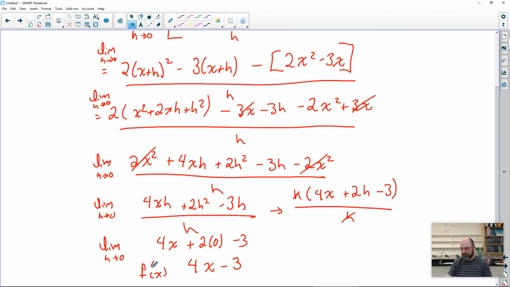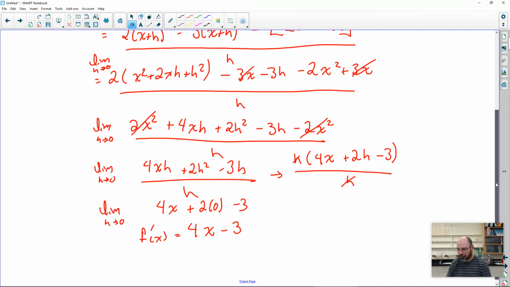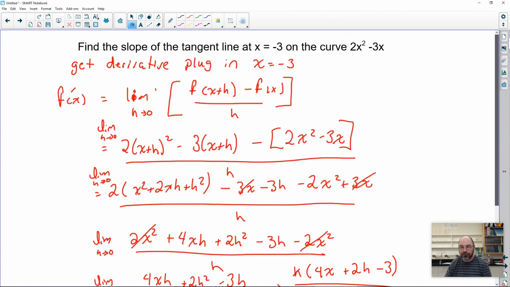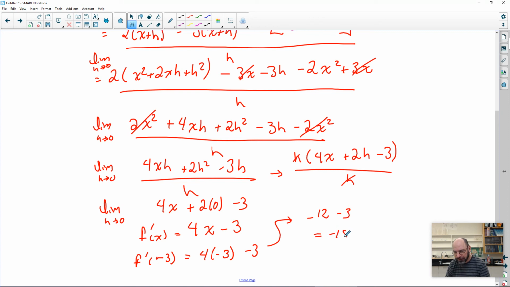Okay, now the question is asking us, what is the slope of this at x equals, what did I say, negative 3, I think? I should have probably used a different number, but I used negative 3, so let's plug in negative 3. So f prime of negative 3 is equal to 4 times negative 3 minus 3, which equals negative 12 minus 3, which equals negative 15. So then our slope of that line is negative 15.